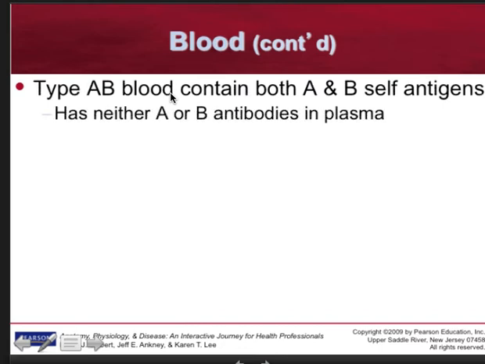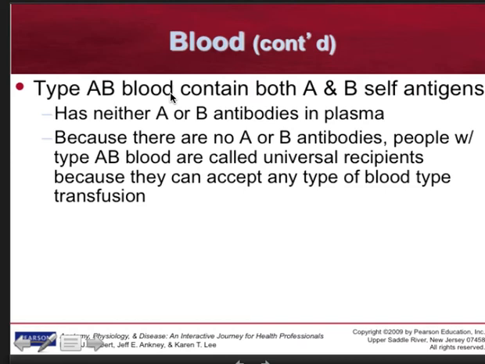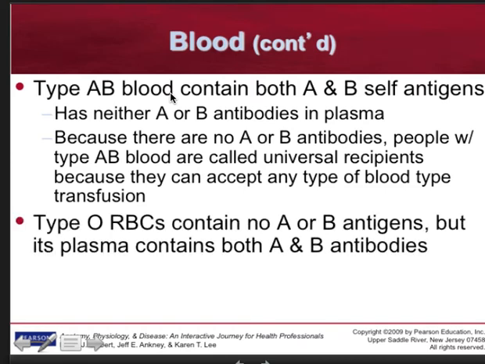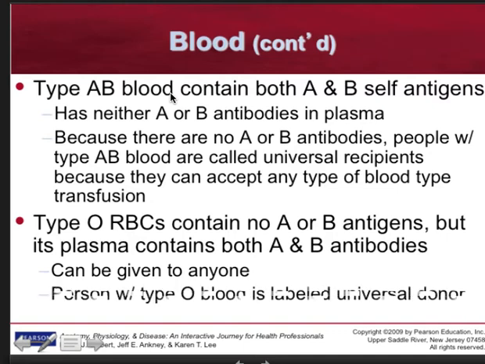AB individuals have A and B antigens on their red blood cells, and as a result, they contain antibodies against neither A nor B, and they are termed universal recipients. They can take blood from an O, an A, a B, or an AB individual. And type O individuals have no A or B antigens on the surfaces of their red blood cells, and as a result, they're termed universal donors. Now, the bad part of this, of course, for the O individual is that they contain antibodies against both the A and the B antigen, and as a result, they can only get a transfusion from another O donor.